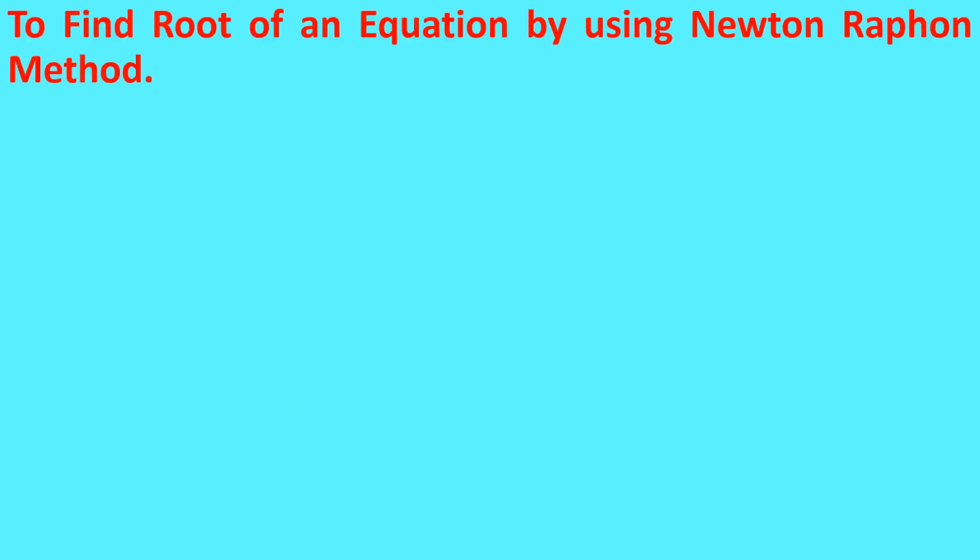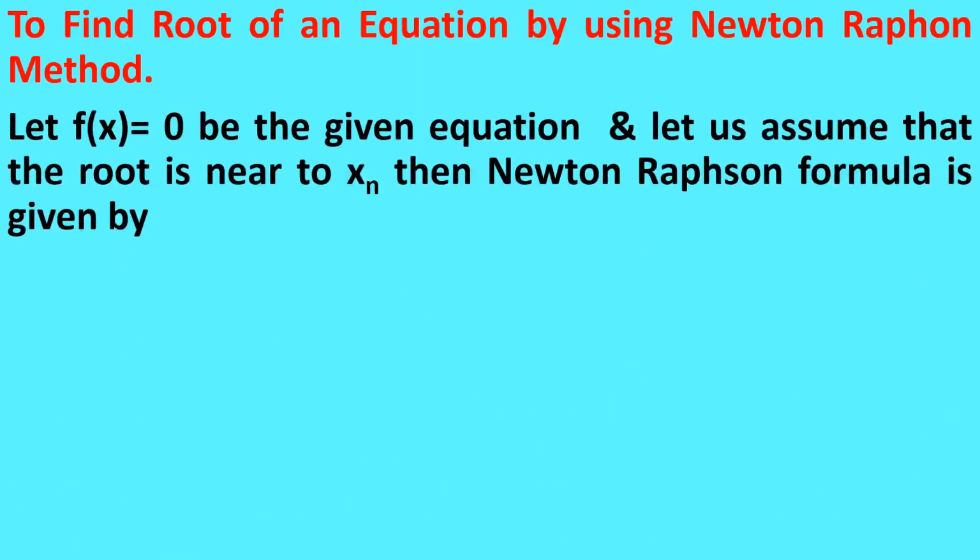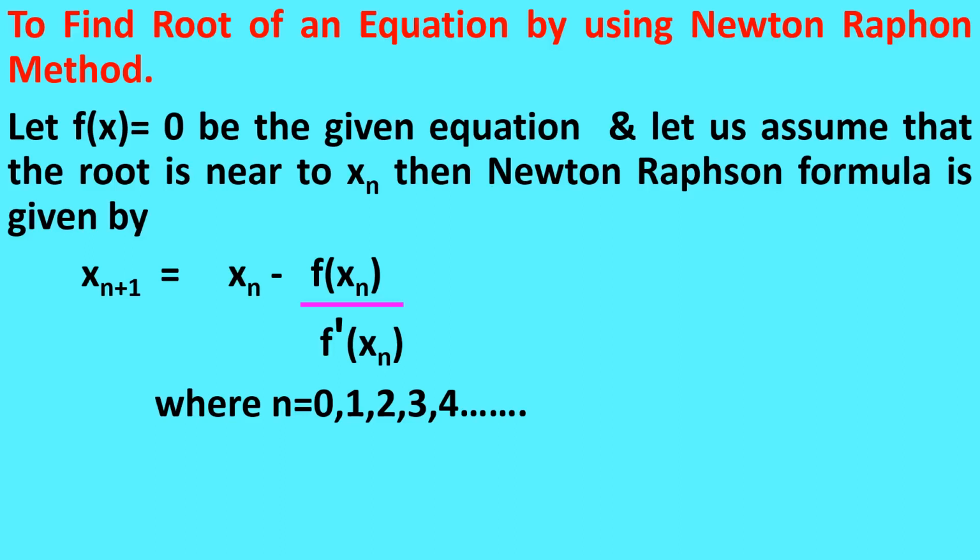To find the root of an equation by using Newton-Raphson method, the procedure is they will be giving an equation and that equation you need to consider as f of x. Let f of x is equal to 0 be the given equation and let us assume that the root is near to xn, then the Newton-Raphson formula is given by xn plus 1 is equal to xn minus f of xn divided by f dash of xn, where f dash of xn is the derivative of f of x with respect to x, where n is equal to 0, 1, 2, 3, 4, etc.